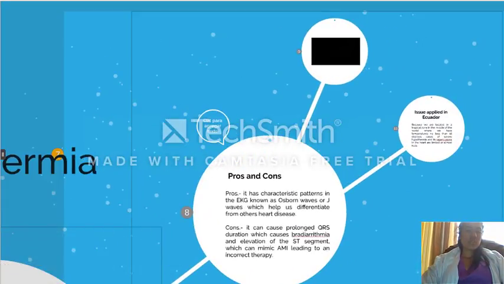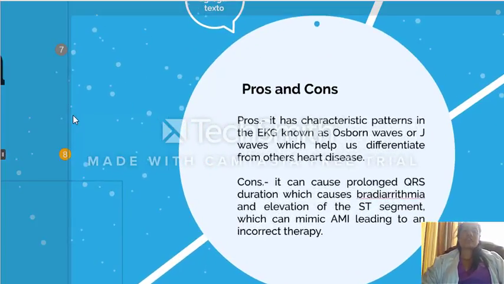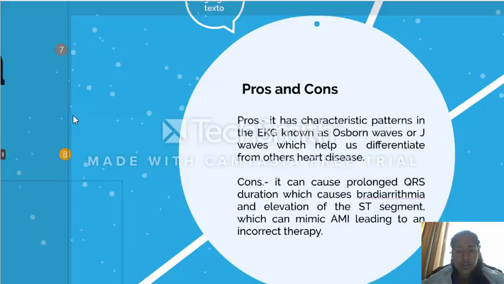So the pros and the cons are that it has a characteristic pattern in the ECG known as Osborn waves or J waves, which help us differentiate it from other heart disease. And the cons is that it can cause prolonged QRS, cause bradyarrhythmia, and elevation of the ST segment, which can mimic an acute myocardial infarction, leading to an incorrect therapy.